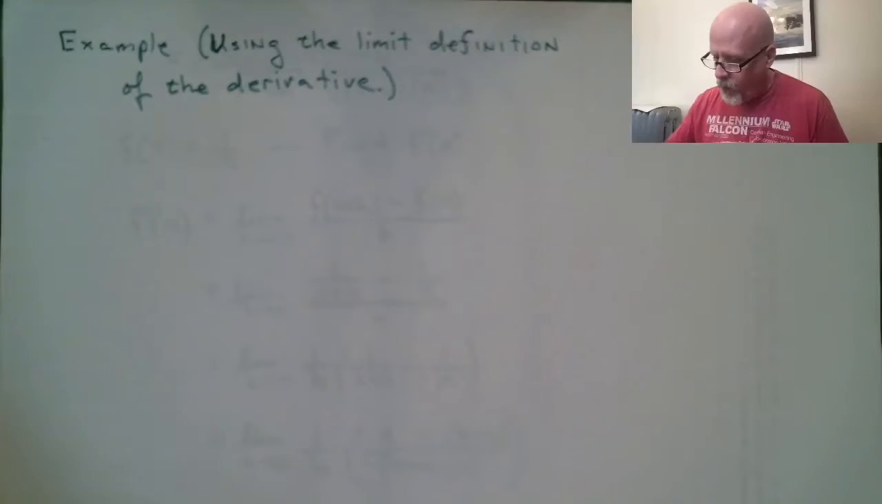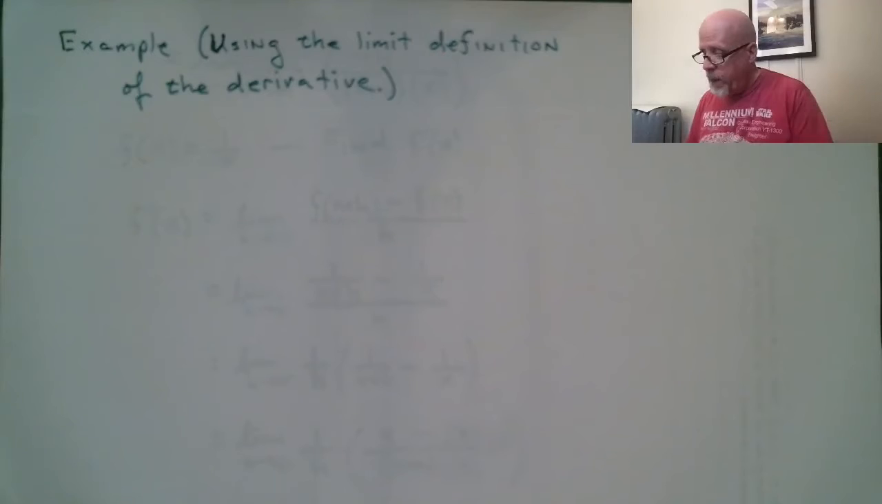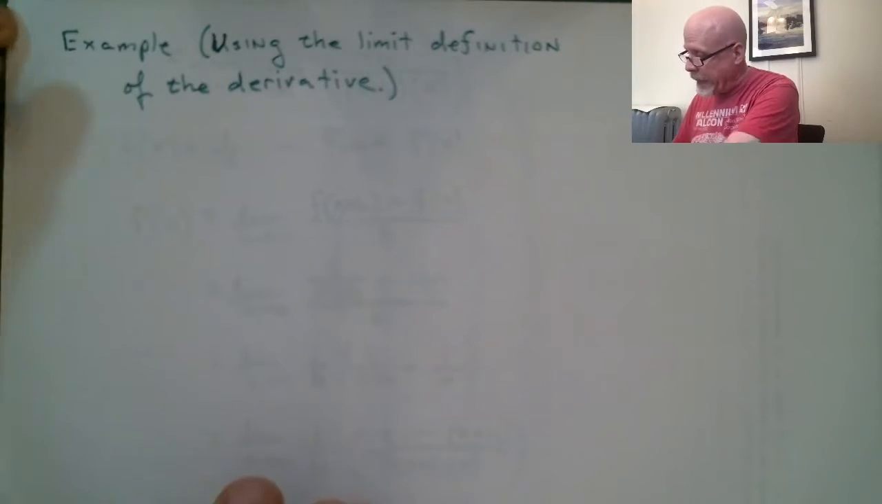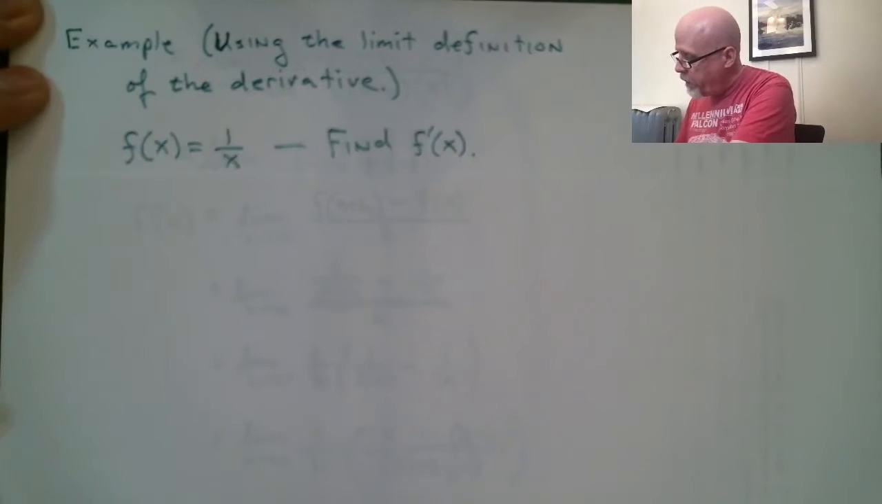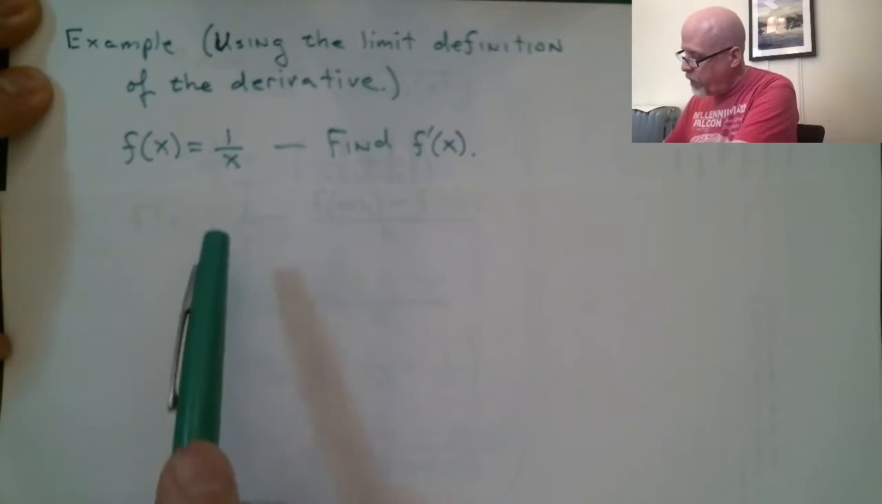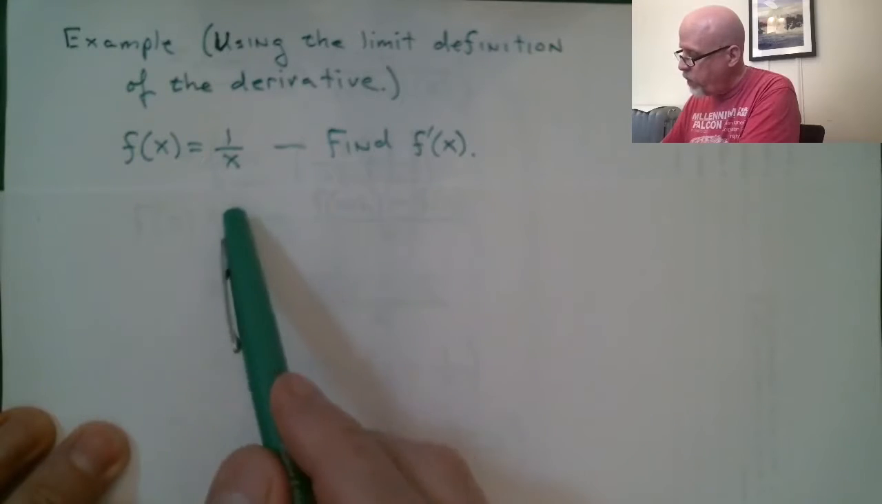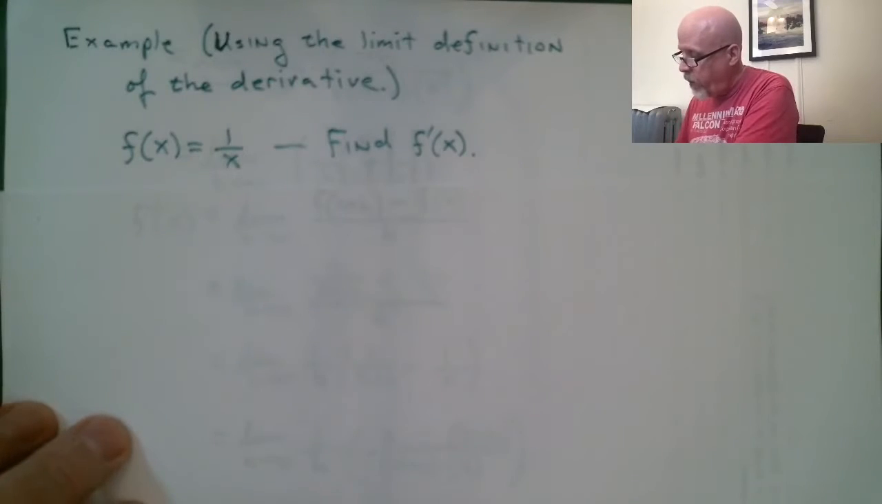Having said that, the first thing I want to do is give you one more example of using the limit definition to find a derivative. I've written it out previously, but let's unveil it a little bit at a time. The function I want to work with in this example is 1 over x. f of x is 1 over x, and we're asked to find f prime.